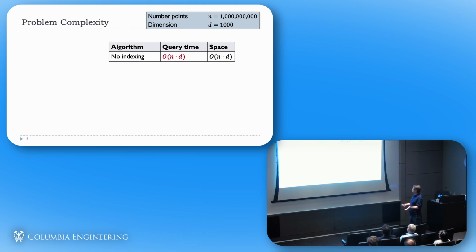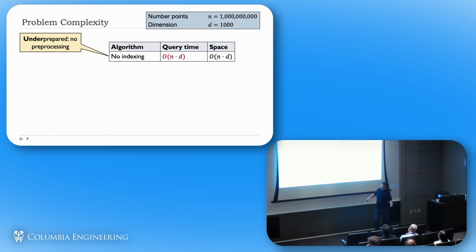Okay, so what are the classic algorithms? What is the most natural algorithm here? One is basically no indexing. This is the algorithm of being completely lazy, don't do anything at the beginning. In some sense this is underprepared. There is no pre-processing. You just store the data set. This means that you have very good space.